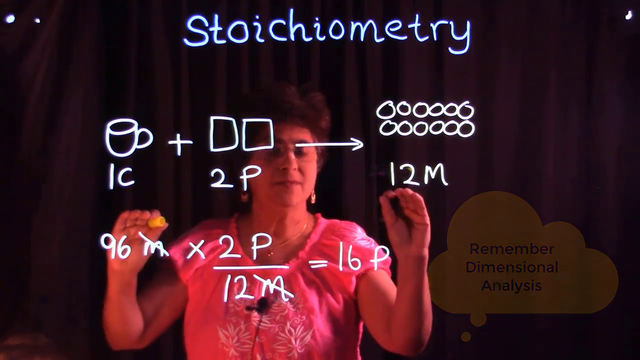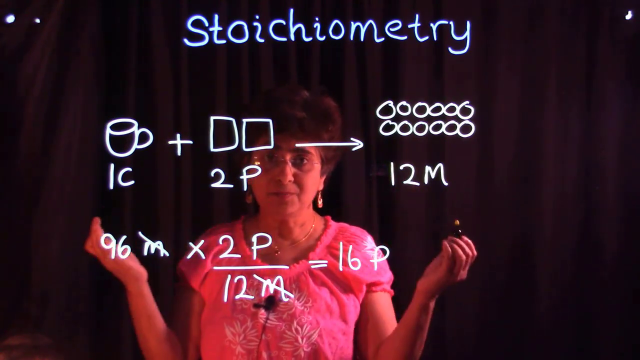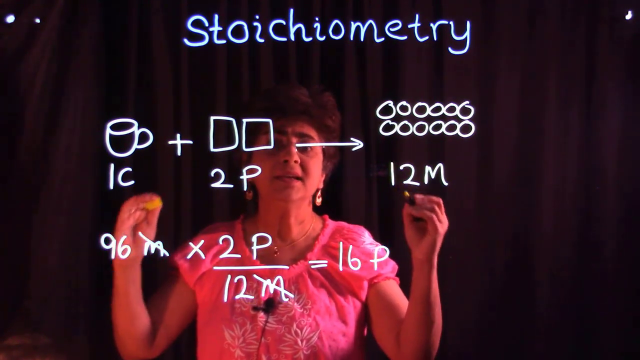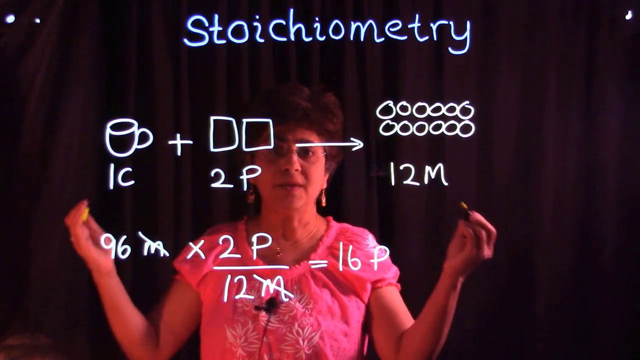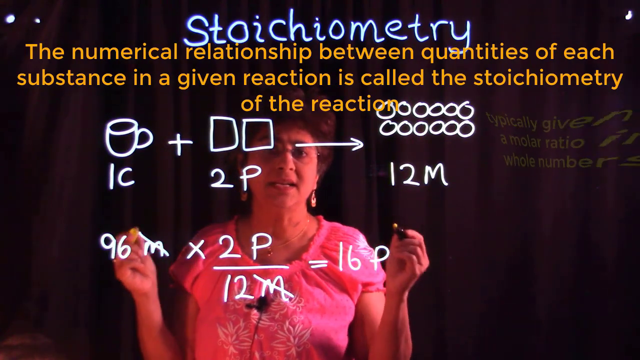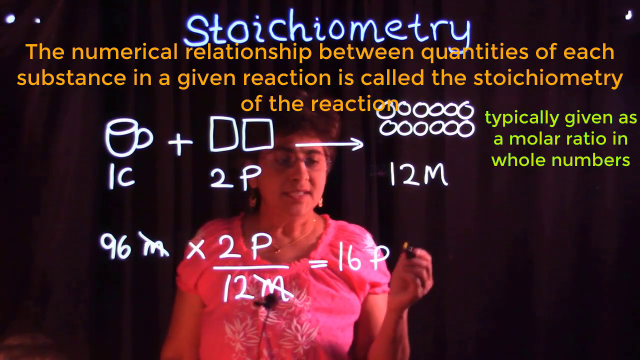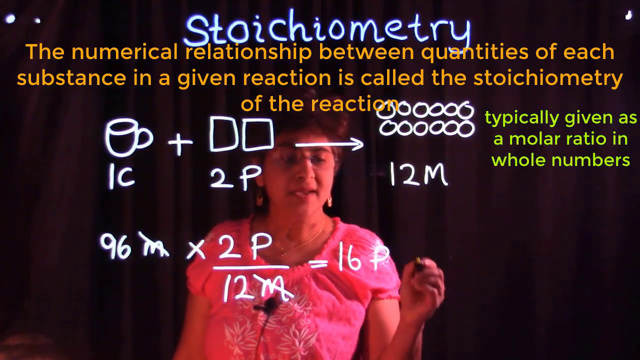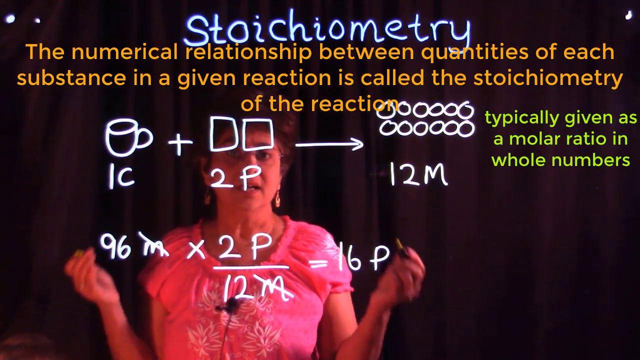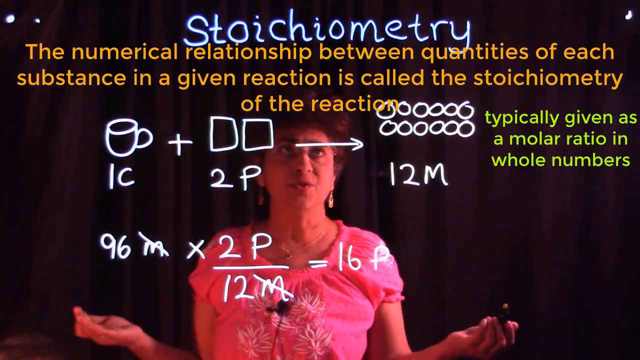This quantitative information, 1 cup of water to 2 packs of muffin mix to 12 muffins, is very important to bake good muffins. Similar quantitative information in a chemical equation is called the stoichiometry of the reaction. In other words, stoichiometry is the quantitative relationship between reactants and products in a given chemical reaction. Just the way we calculate the number of packs of muffin mix needed to bake 96 muffins, we can calculate the amounts of reactants or products in a given chemical reaction using its stoichiometry.